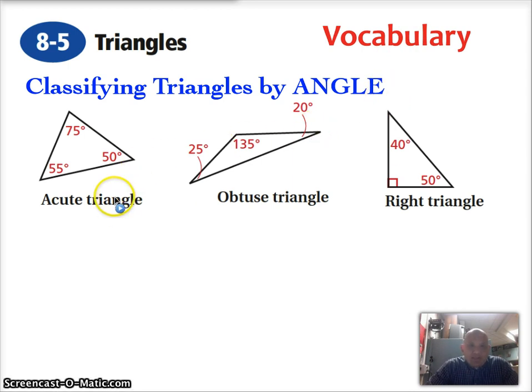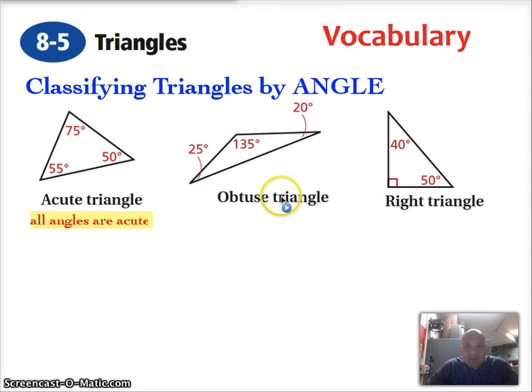The first term is an acute triangle. An acute triangle is a triangle where all angles are acute. They are less than 90 degrees. Here we have an acute triangle. We have 55 degree, 50 degree, and 75 degree angles.